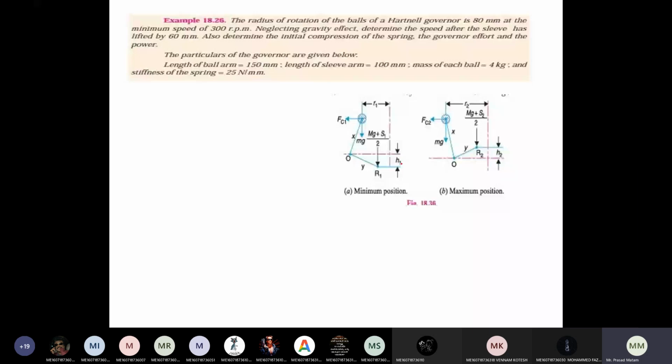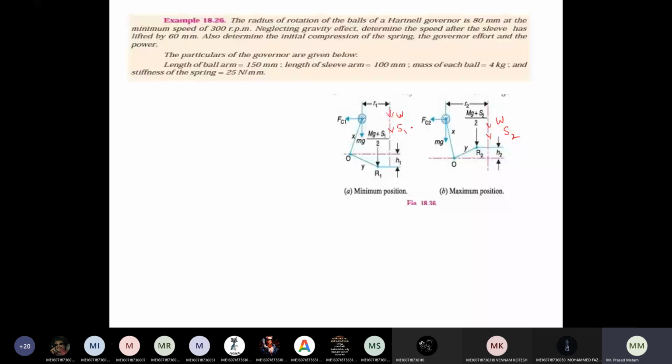At r1, capital W is the load acting on the sleeve, and one more force acting on the sleeve is S1. So half of W, which is mg, plus S1 by 2 is acting at R1. Similarly, for the maximum position, what will happen? The sleeve load is not changed, whereas the spring force changes to S2. Initially, for the minimum position, the spring force is S1. It is changed to the S2 value.